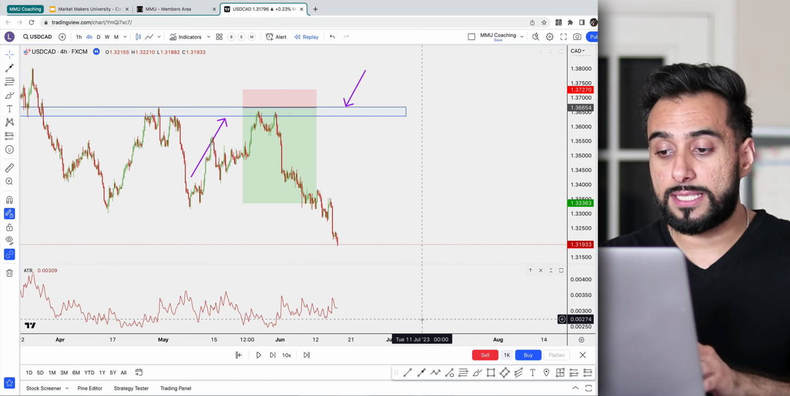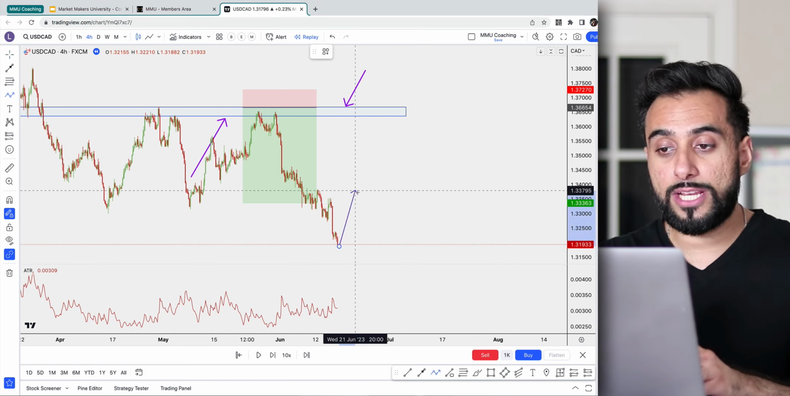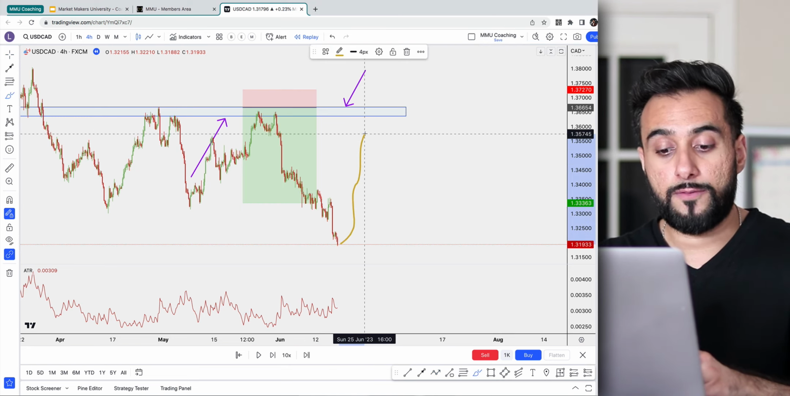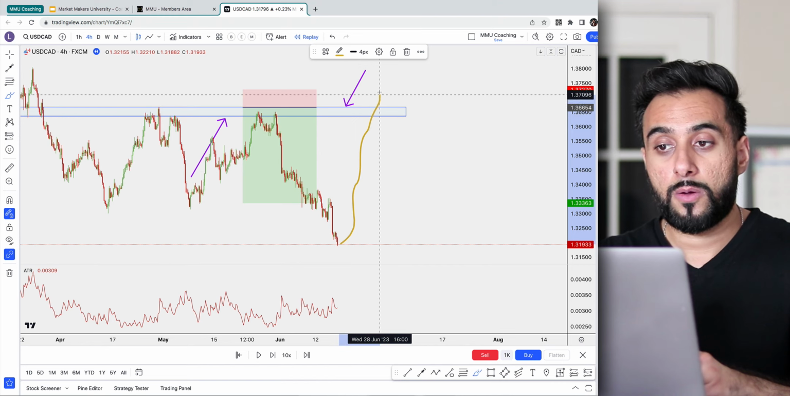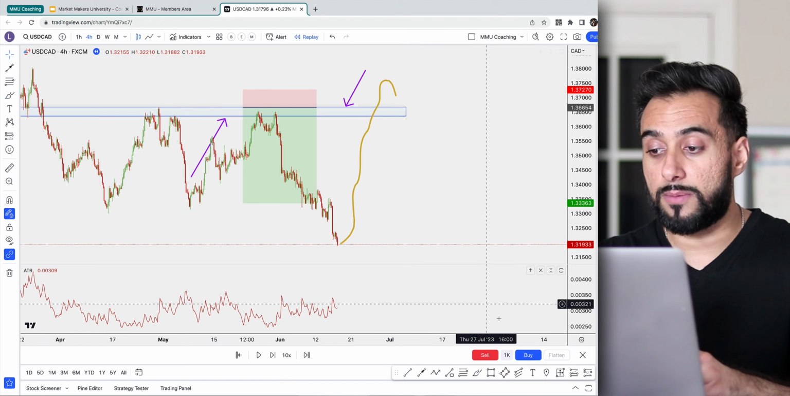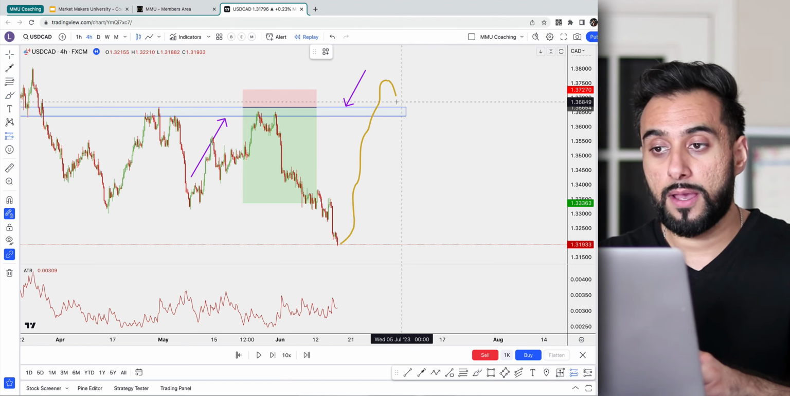Now, real quick, let's say the price ended up breaching this resistance area in the future. We can use the same exact zone to enter a potential buy. So how would we do that? Very simple, same exact concept. We would want to enter a buy position.